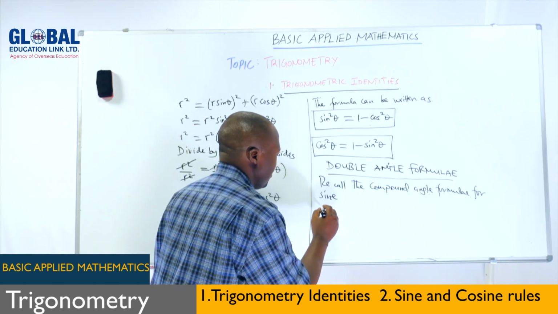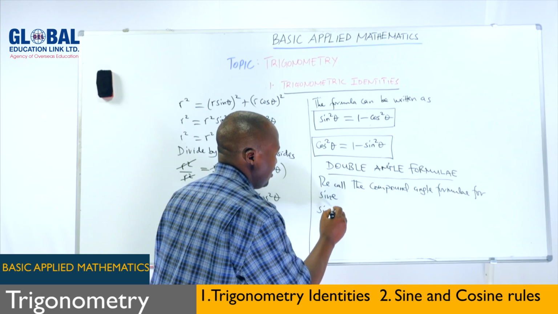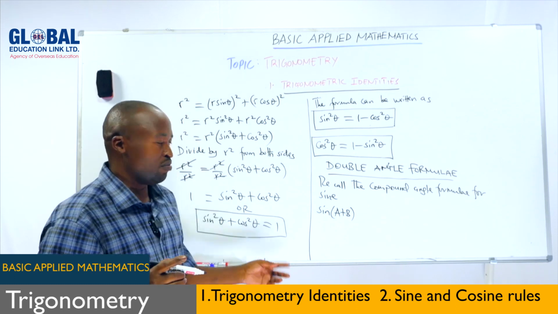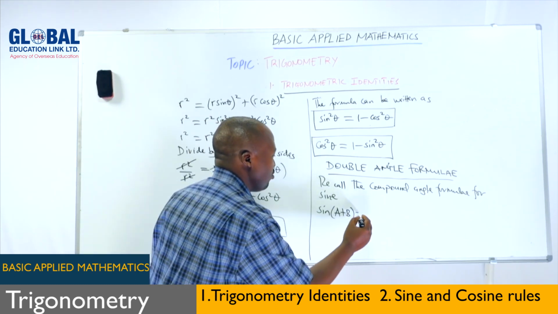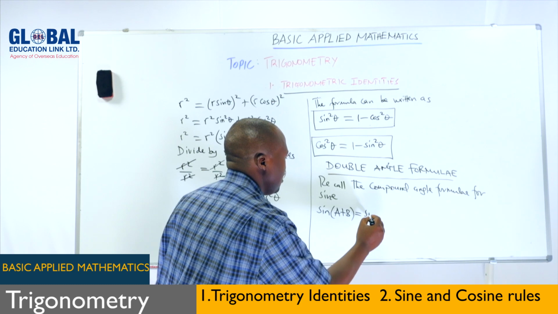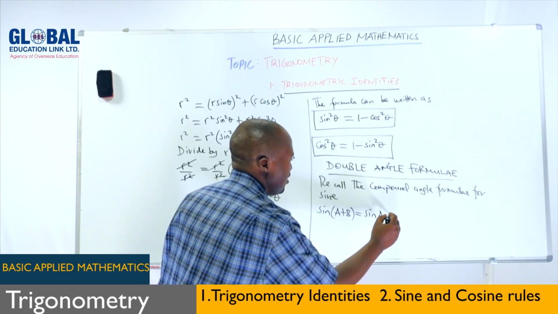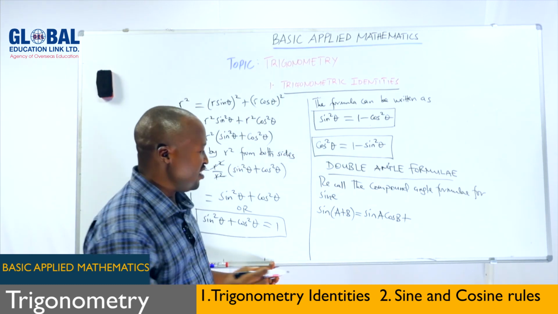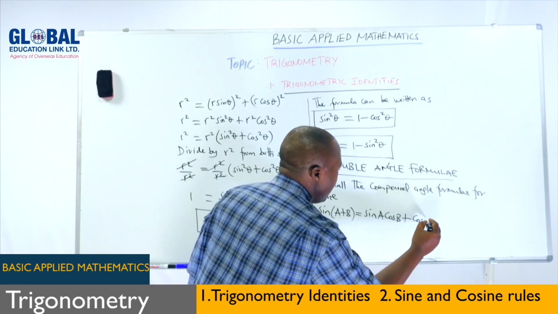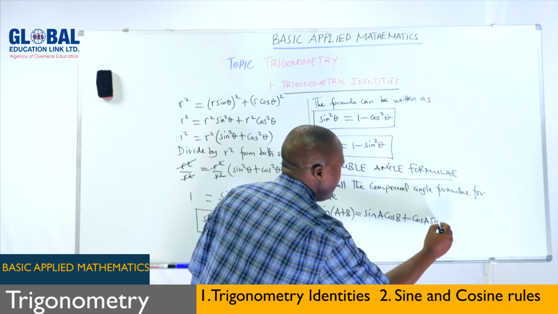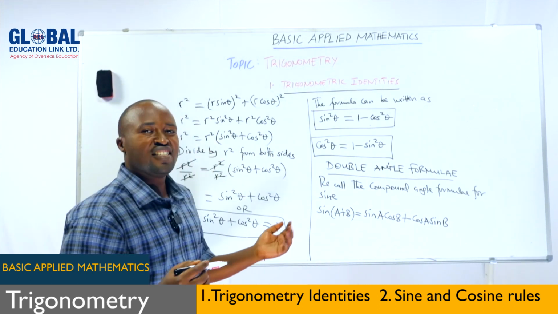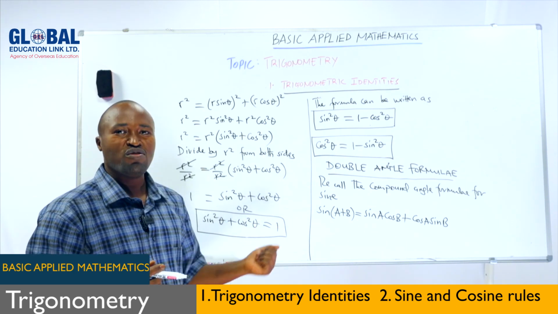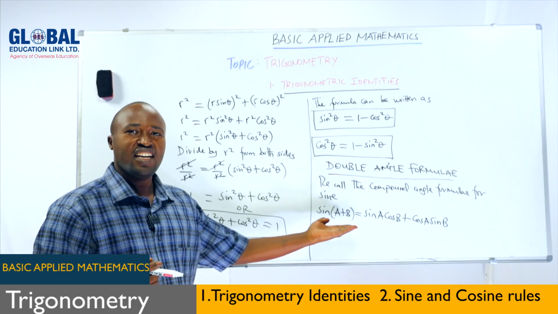That is, sine of angle A plus B. I'm sure you remember this, which is equal to sine A cos B plus cos A sine B. That is the compound formula for sine, when we add two angles, angle A and angle B.